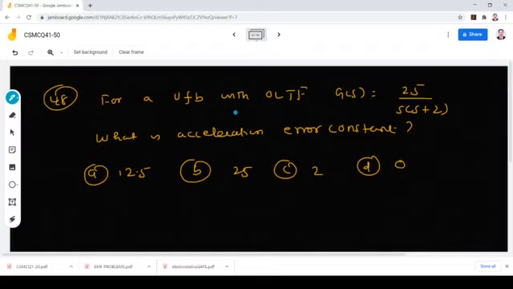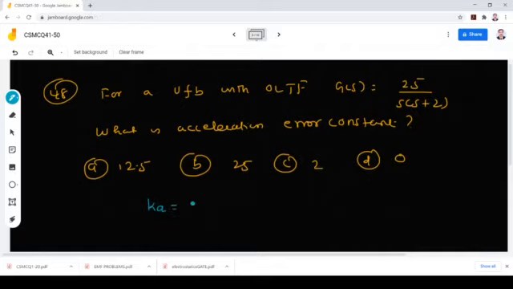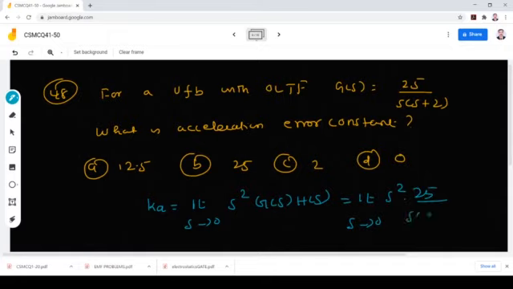Next one. For a unity feedback system with the open loop transfer function given, what is the acceleration error constant? Acceleration error constant is Ka. Ka is the limit s tends to 0, s squared into G of s into H of s. They are given G of s as 25 divided by s into (s plus 2). H of s is 1, unity feedback system. So this one will be cancelled. So s is 0 means the answer will become 0. So option D is the right answer.